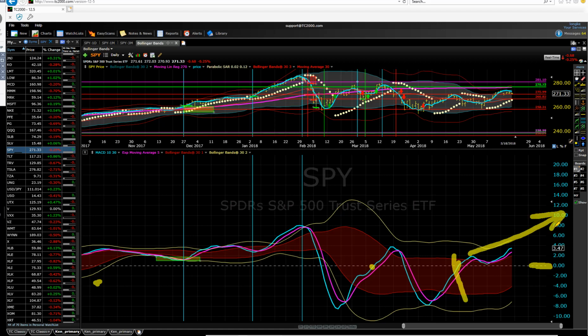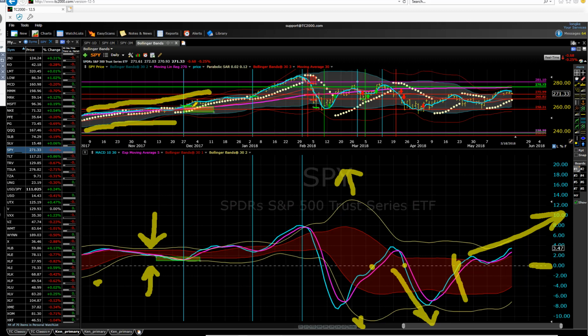Okay. What you'll notice is this thing goes through periods of compression and expansion. You know, this stuff really expands. In order for this thing to be compressed very tightly, what you end up having was a really long-term directional move. And the difference between the RL10 and the RL30, or the MA10 and the MA30, was very, very small, and so the amount of variation you get, the Bollinger Bands get very tight.